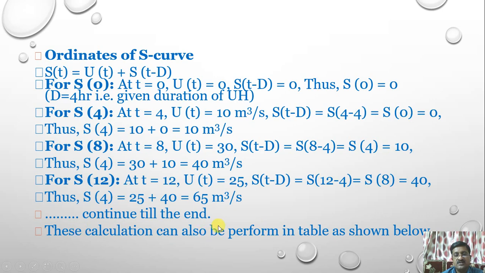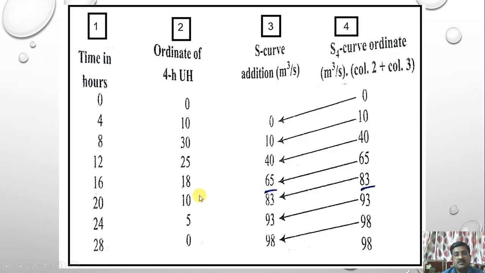This table can be plotted. You can see here the table which was given: time in hours 0, 4, 8, 12, 16, 20, 24, 28, and the ordinates of the 4-hour unit hydrograph 0, 10, 30, 25, 18, 10, 5, 0. This is simple addition and subtraction. Now, how are we getting the S curve addition? Initially it is 0 at this position.